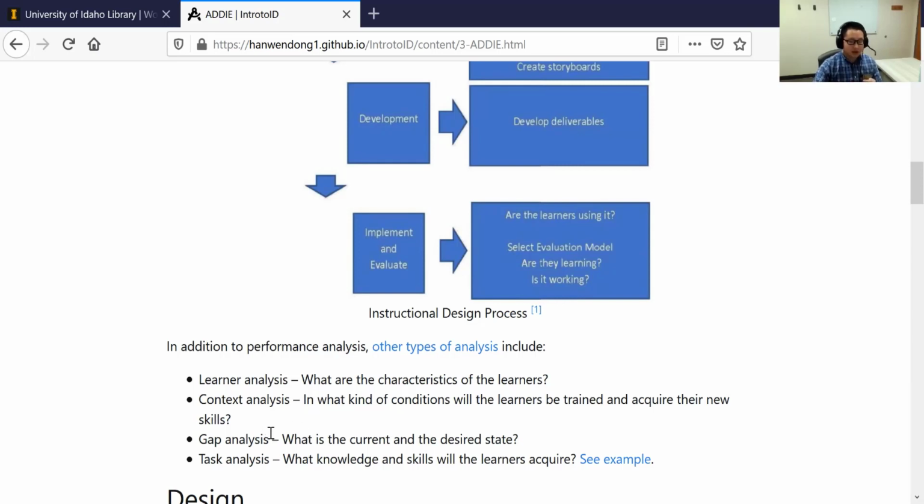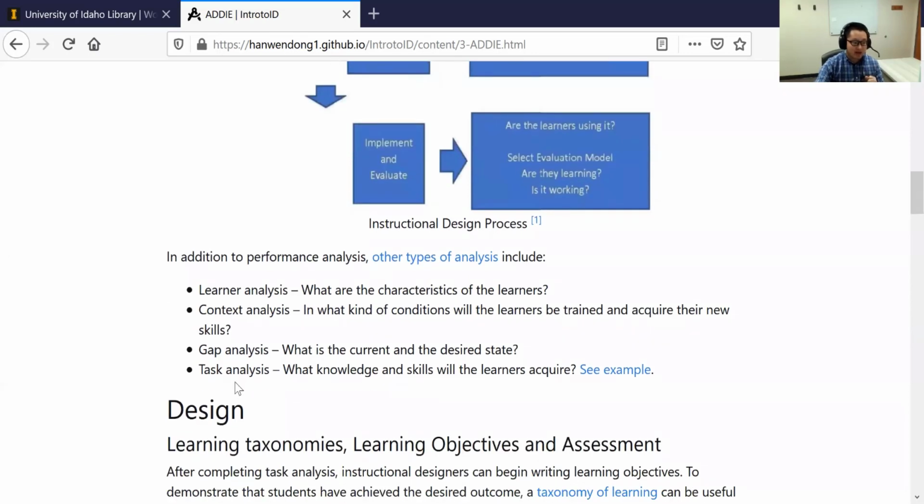Gap analysis. What is the current and the desired state? This is a gap that must be measurable and use some developed standard. One example would be, say, 60% of the students scored an A in a research paper on a given topic. That's the actual status. And the desired status will be, we want 80% of the students to score an A. So the 20% is the gap that is quantifiable and measurable.